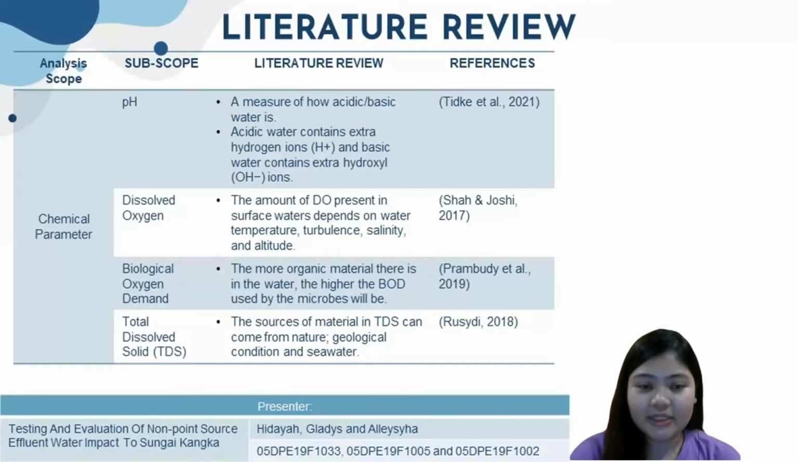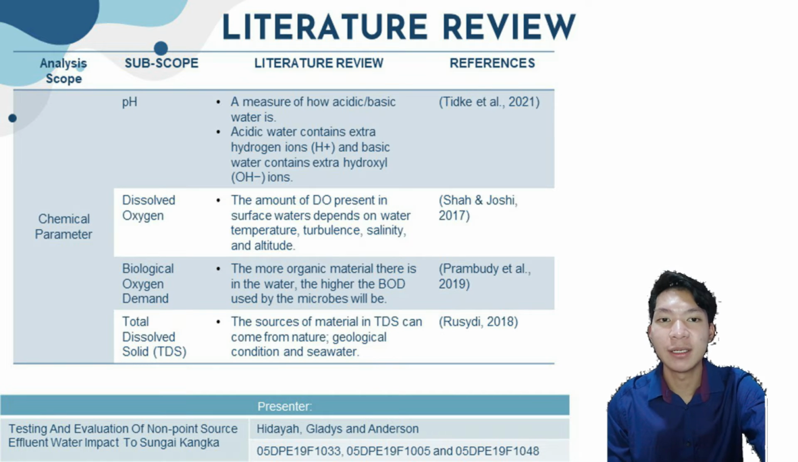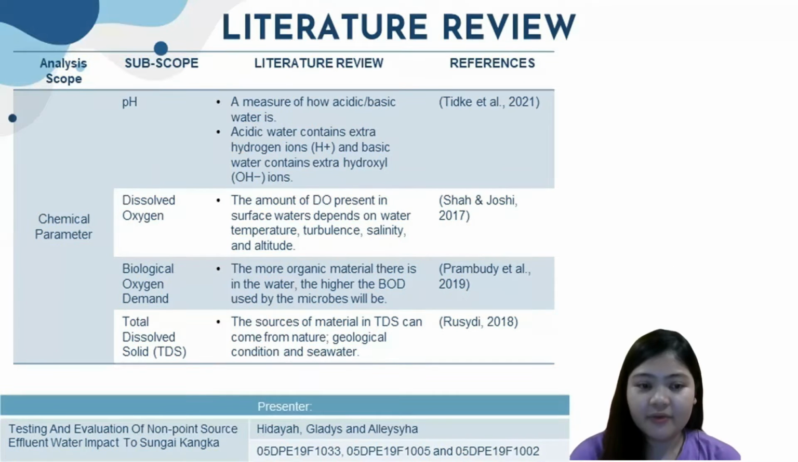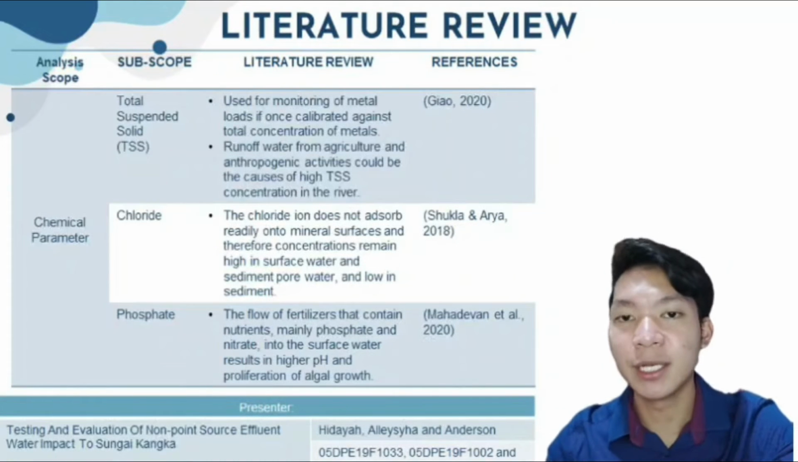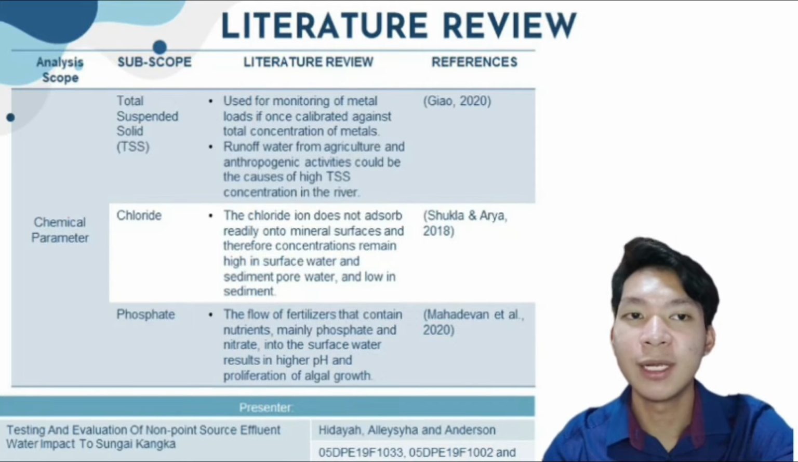Literature review for dissolved oxygen: the amount of DO present in surface water depends on water temperature, turbulence, salinity, and altitude. Chemical parameter, biological oxygen demand, which is BOD. The more organic material there is in the water, the higher the BOD used by the microbes will be. Literature review for total dissolved solids, TDS: the sources of material in TDS can come from nature, geological conditions, and seawater.